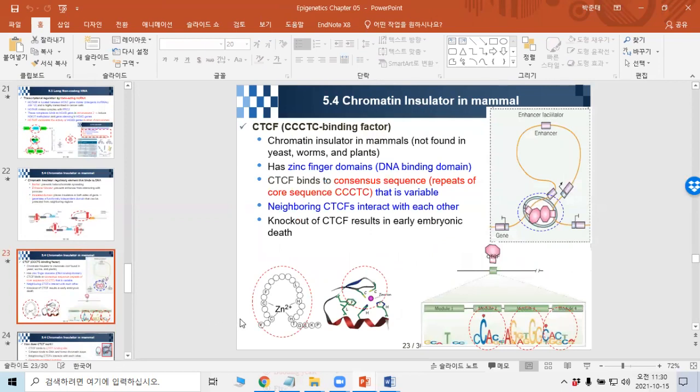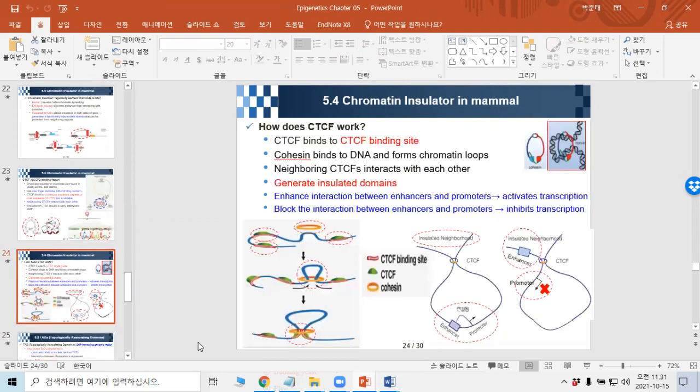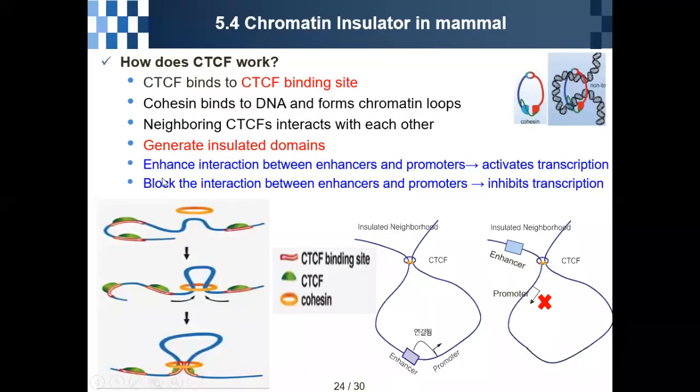Okay, and another thing is CTCF. This is also a chromatin insulator in mammals. It's not found in yeast, worms, and plants. They have zinc finger domains. This is how CTCF works. Very important. You have to know this to solve the midterm exam.